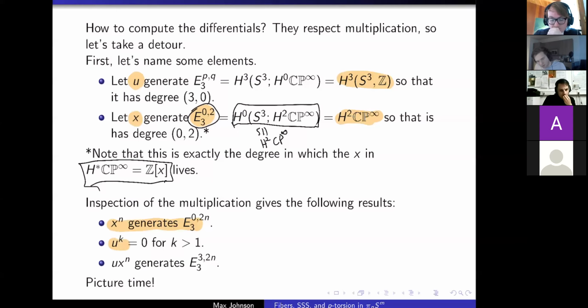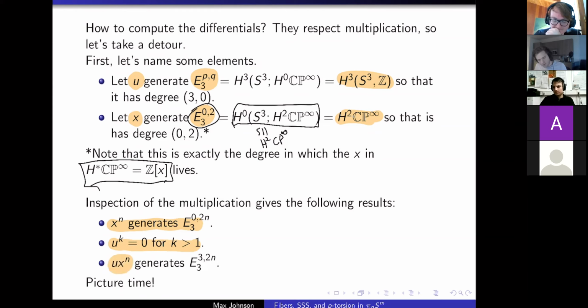Next, U to the k is 0 for k greater than 1. The reason for this is that it starts in, this should be a 3,0. Anyway, it starts in E3 3,0, do it twice, it goes to E3 6,0, which is not possible. I'm going to show you again all of this in a picture in a second.